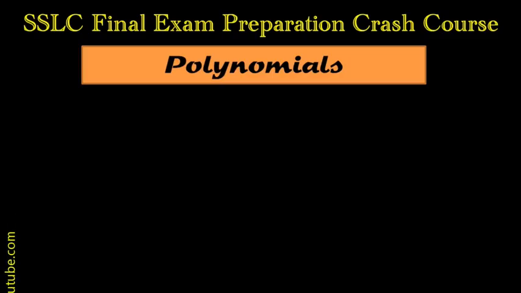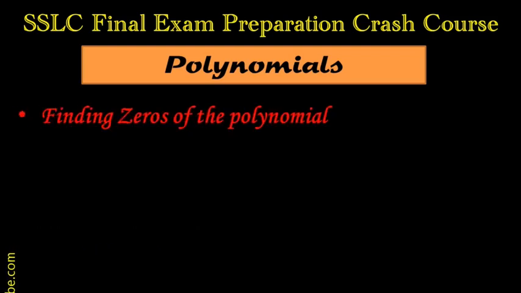Under the polynomials, the first point is finding zeros of the polynomial. This is a very basic type of question, students. Today in this video we are going to discuss this point only, that is finding the zeros of the polynomial, or you can say finding roots of the polynomial. Either roots or zeros, both mean the same. So it's a very simple question.